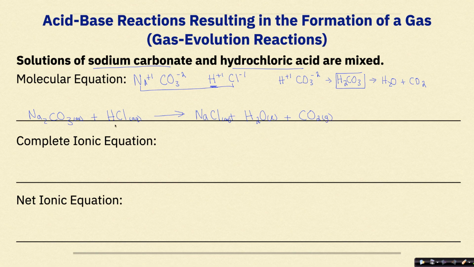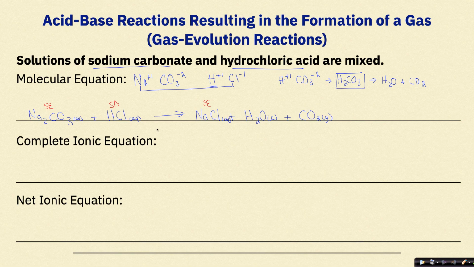Now we're going to go back and we're going to say to ourselves, are these strong acids, weak acids, strong bases, weak bases, strong electrolytes? What do we have going on here? Na2CO3, strong electrolyte. HCl, strong acid. NaCl, strong electrolyte. Water, well, water is water. We're not touching that, and carbon dioxide is a gas.